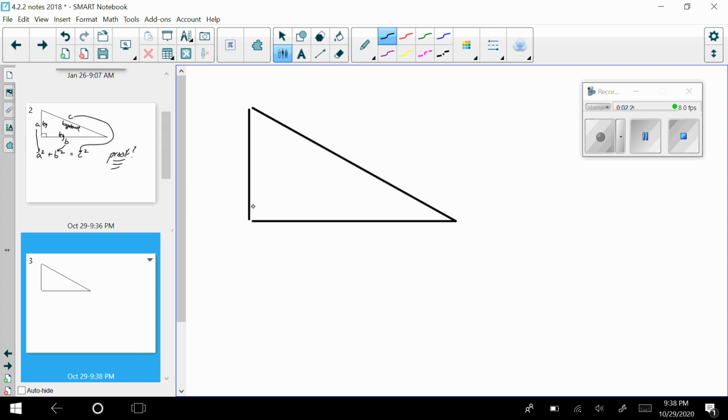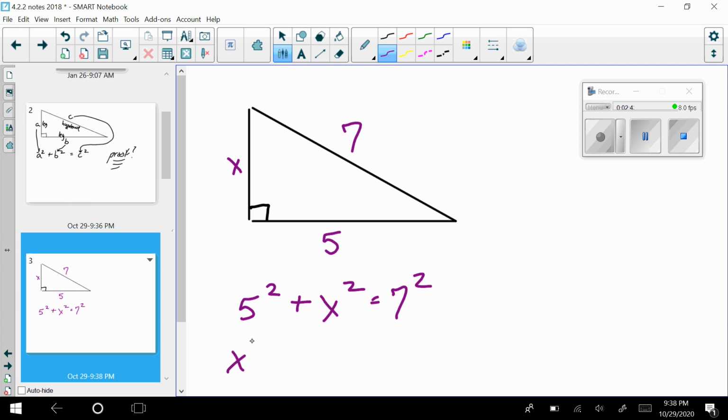So let's say we have a right triangle where we know the hypotenuse is 7 and one of the legs is 5, and we're asked to find the other leg. What we want to do is use the Pythagorean theorem, a squared plus b squared equals c squared. We want to say 5 squared plus x squared equals 7 squared, or x squared plus 5 squared equals 7 squared. Either one of those is good.